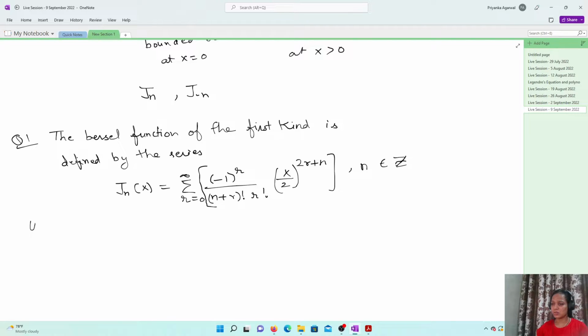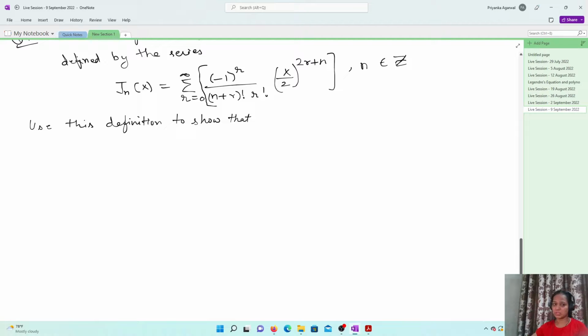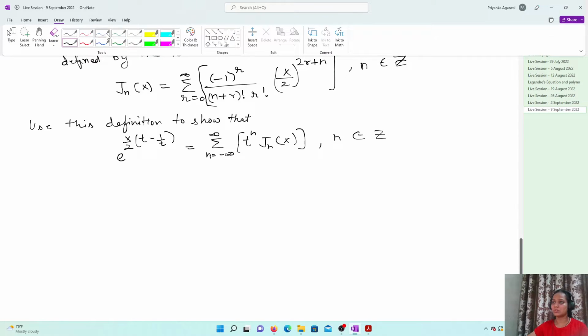Now use this definition to show that the generating function, which is e to the power (x by 2)(t minus 1 by t), is equal to summation n equals minus infinity to infinity t to the power n J_n(x), and n belongs to Z. Now we have to solve this particular question.